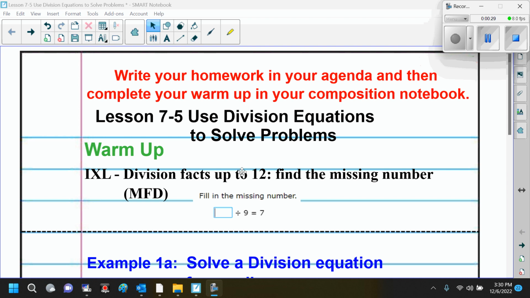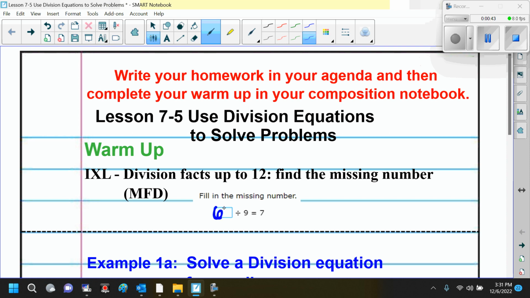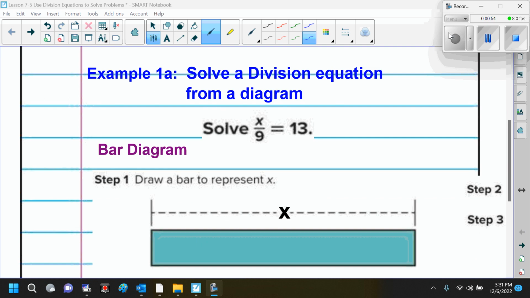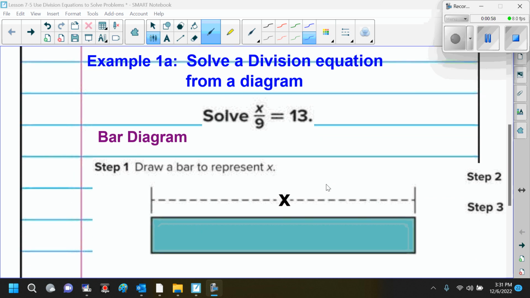So you found that in problems like these, in order to find that missing value, we would multiply 7 times 9 to get 63. So we were multiplying to solve a division equation, okay? So again, in these, you don't have to write the example 1a down with the diagrams. You can just pay attention.